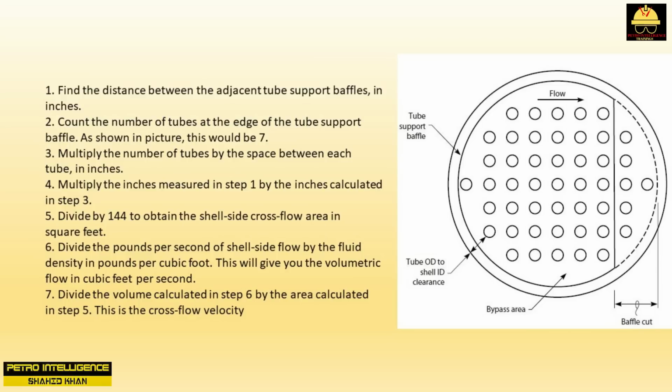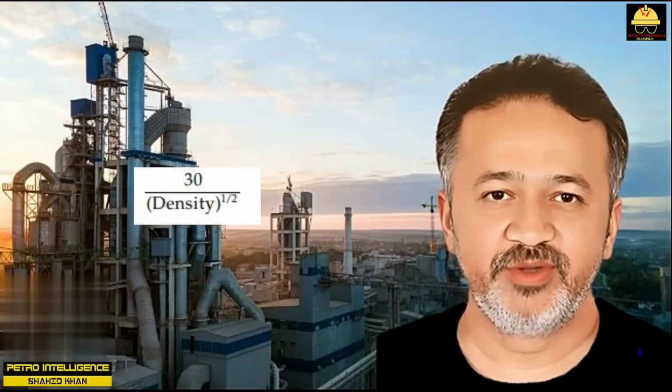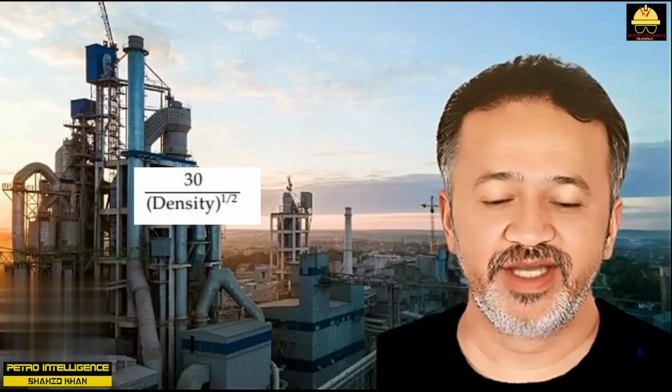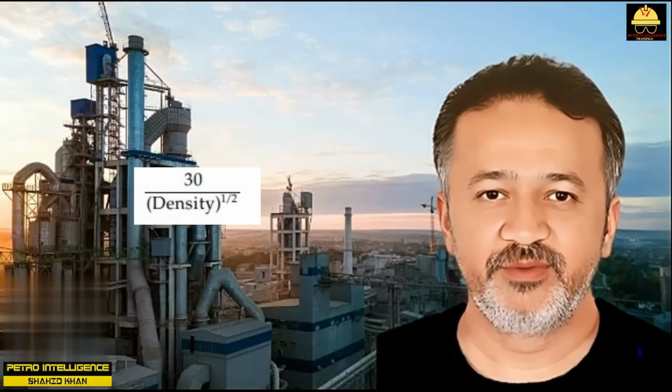6. Divide the pounds per second of shell side flow by the fluid density in pounds per cubic foot. This will give you the volumetric flow in cubic feet per second. 7. Divide the volume calculated in step 6 by the area calculated in step 5. This is the crossflow velocity. A good crossflow velocity for water is 3 to 5 feet per second. For fluids other than water, a reasonable crossflow velocity, in feet per second, is 30 divided by square root of density, where the density term is the density of the shell side fluid, in pounds per cubic foot.